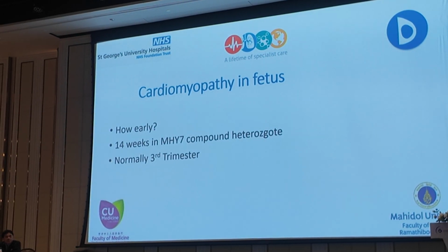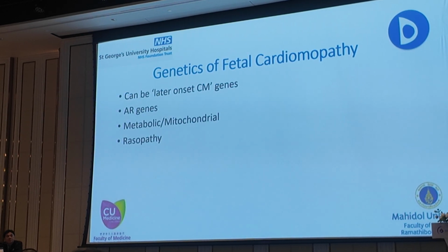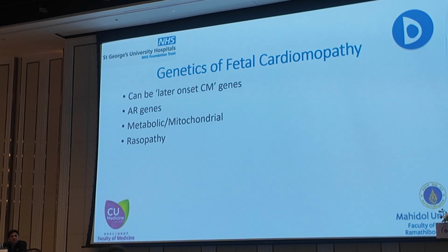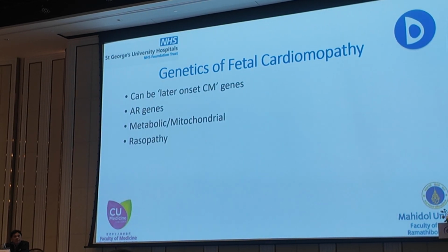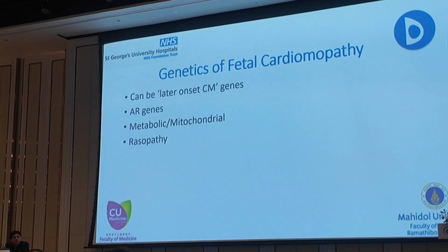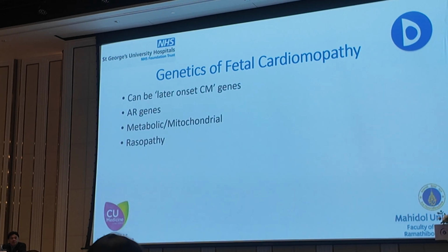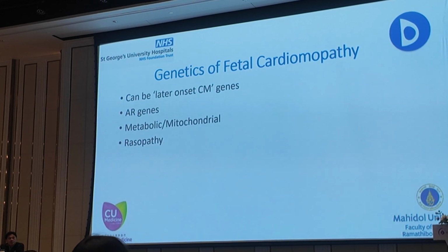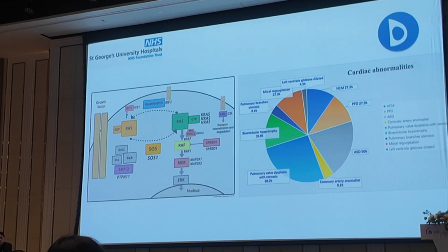But normally, they do not present until the third trimester. And they can be due to the late onset cardiomyopathy genes that we deal with all the time, and they can be severe mutations within those genes. There are those autosomal recessive genes, like in that previous case, MYH7. Those metabolic and mitochondrial causes do not present until later in the pregnancy when the fetus is bigger. And of course, there are the RASopathies.